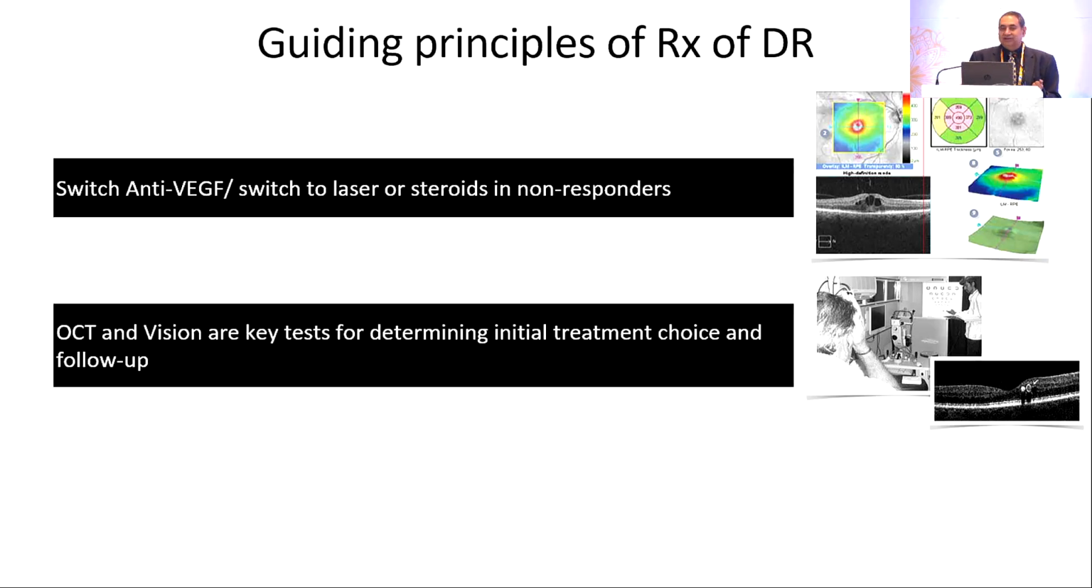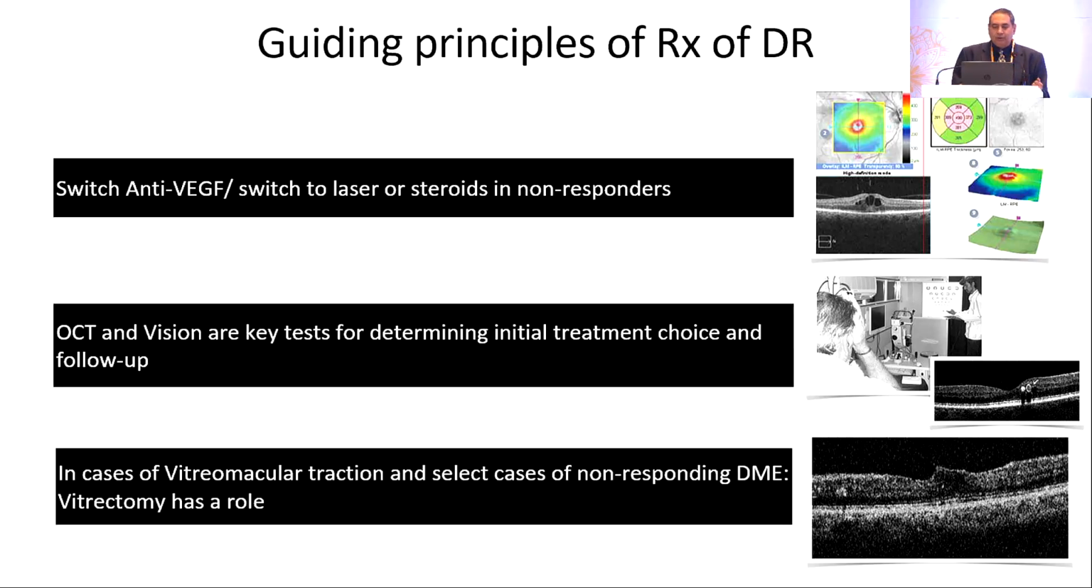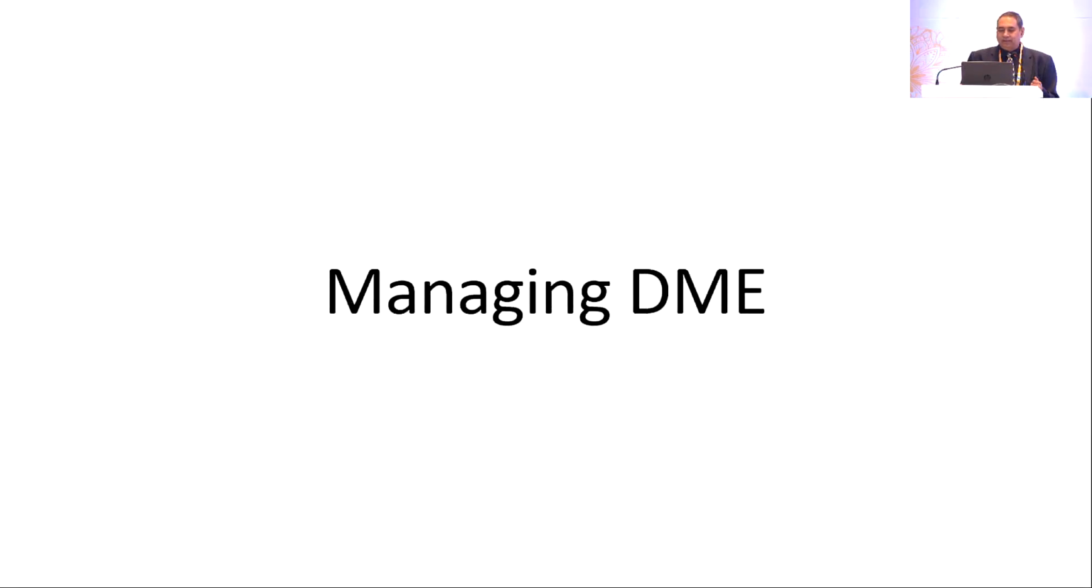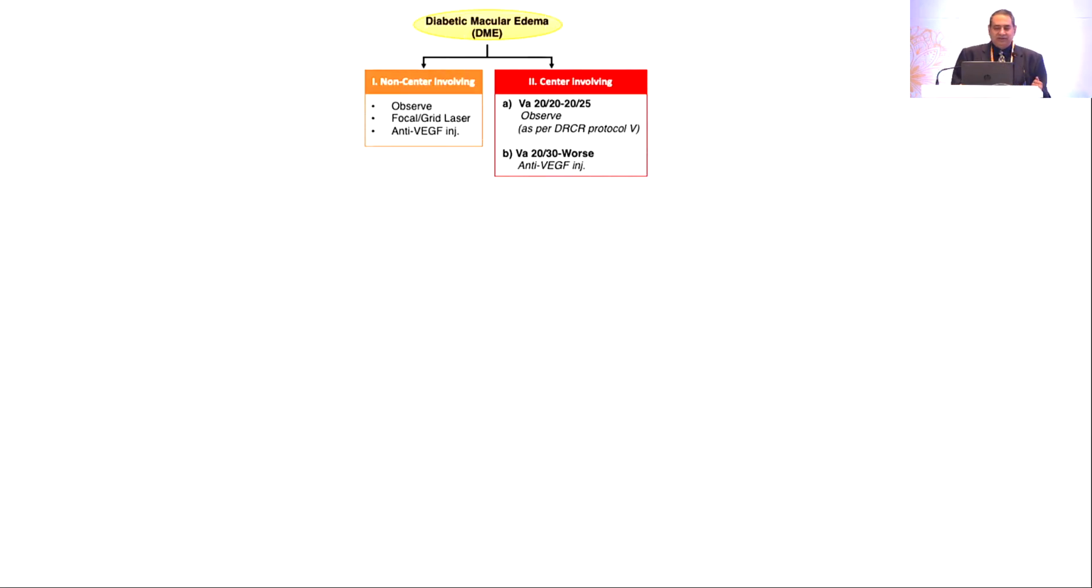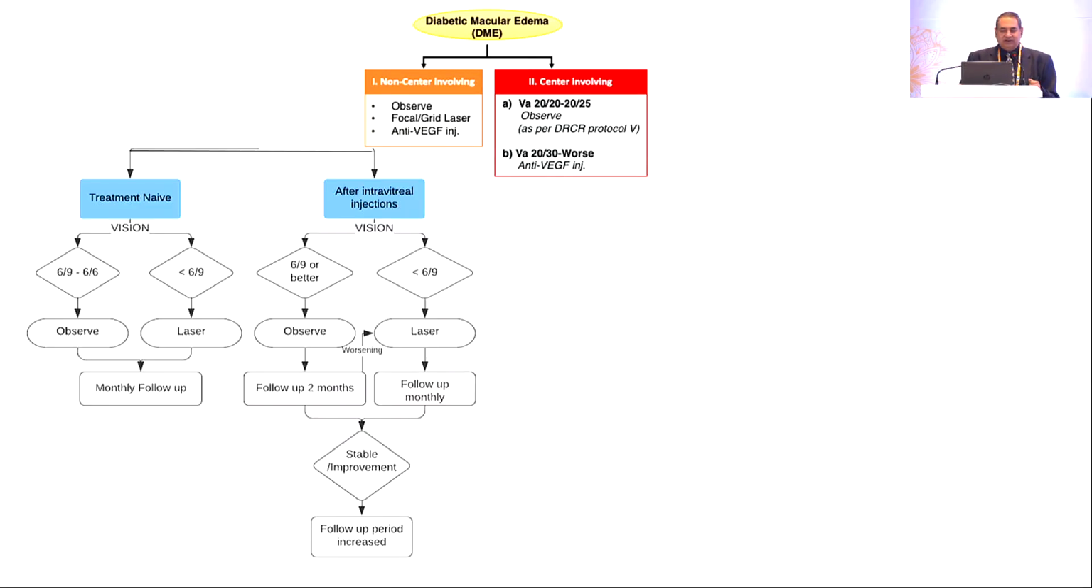OCT and vision are the key tests for determining the initial treatment choice and even on follow-up. And in case of vitreomacular traction and in select cases of non-responding DME, vitrectomy has a role. Let's see how you manage DME. So we classify it as non-center involving or center involving. If it's treatment naive and there is good vision, you tend to observe.